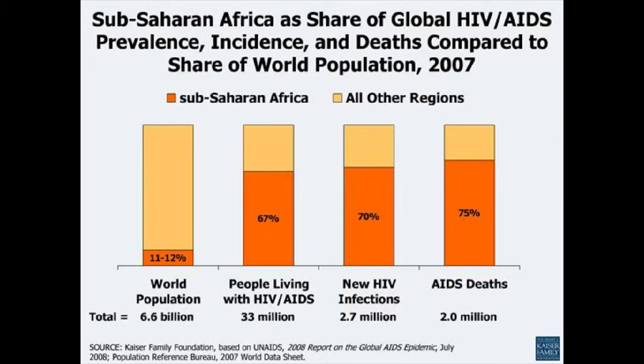New infections, 2.7 million. You can see the majority is happening in the sub-Saharan regions. And then also AIDS-related deaths, most happening in sub-Saharan Africa. So the question is, why? Why is this region dealing with so much more HIV infection than anywhere else in the world?